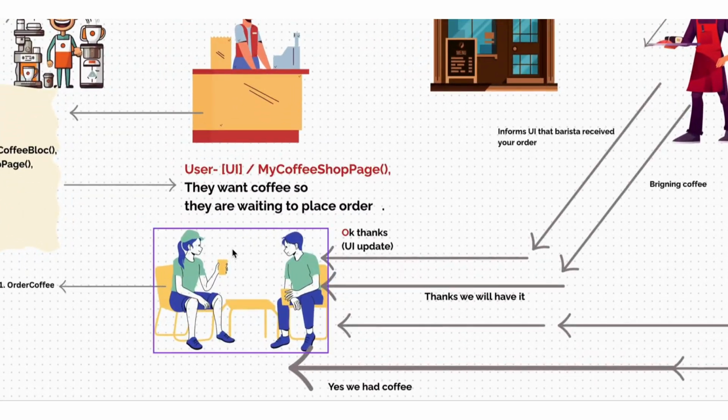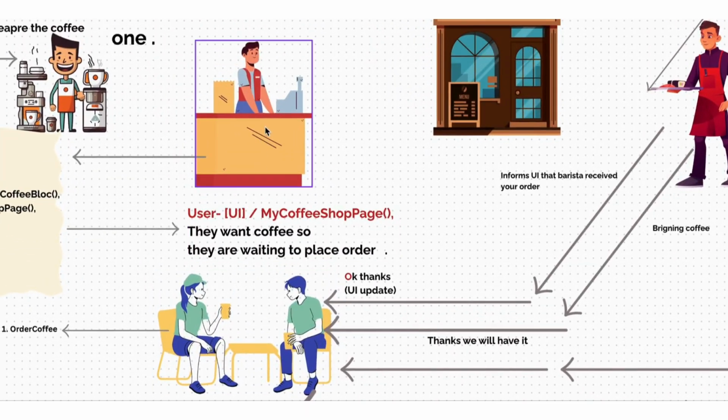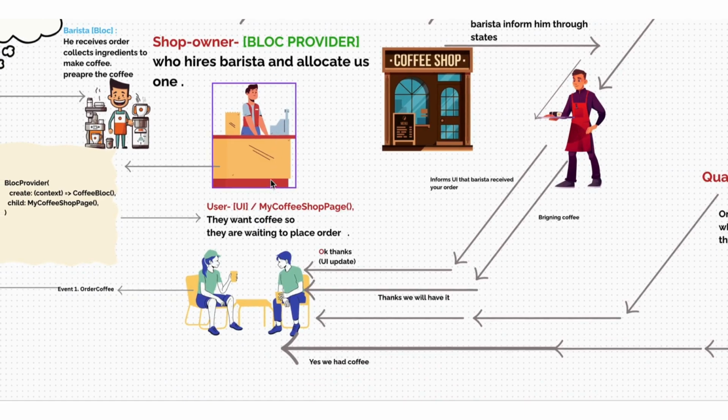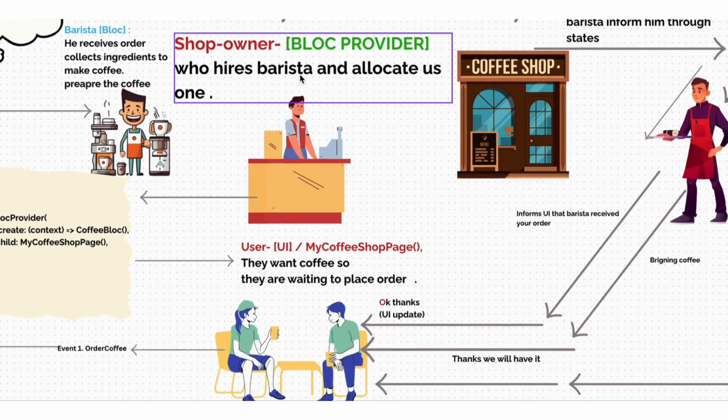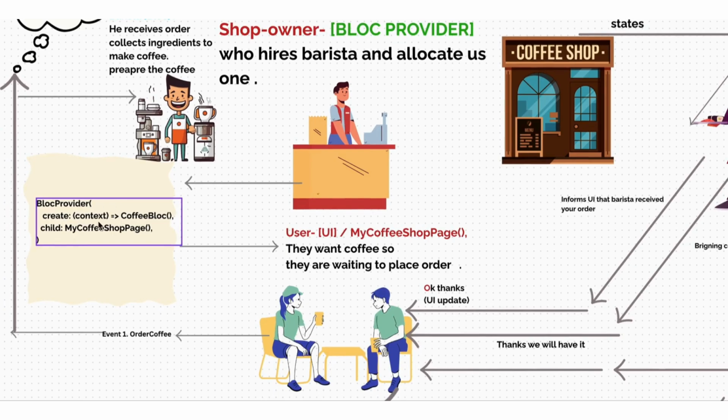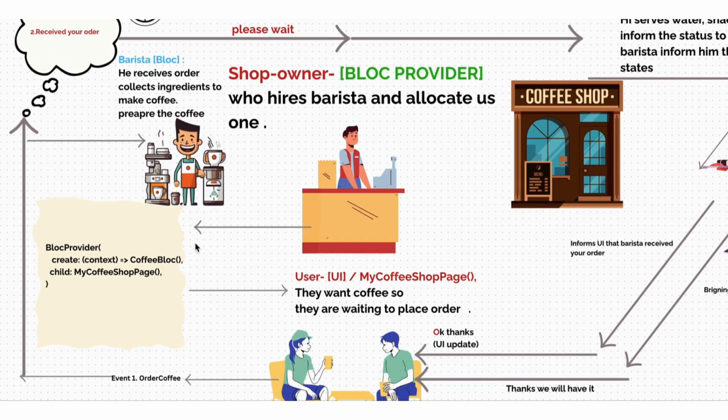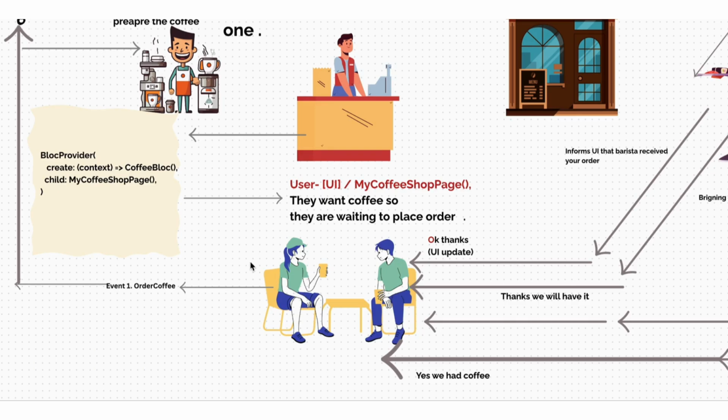So we went to the coffee shop, and the coffee shop owner notices us and requests the barista to be prepared, as a customer has arrived. So BlocProvider, the shop owner, will provide us a Bloc. This coffee Bloc is nothing but a barista. If you know, this Bloc architecture is mainly based on two things: event and state. We send any request through an event and we receive the updates through state.